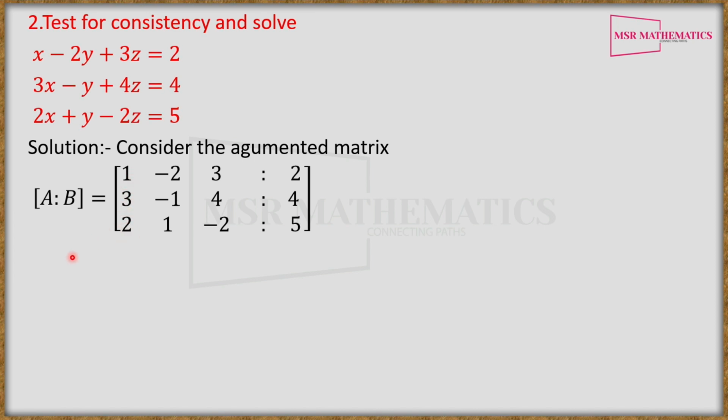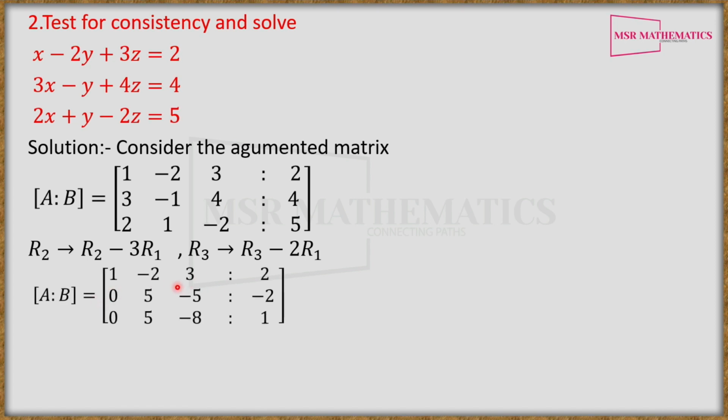So to obtain the value as 0, we use an echelon form, that is elementary row operations: R2 implies R2 minus 3R1, R3 implies R3 minus 2R1, because here we have 3 minus 3 into 1, that is 3 minus 3 is 0, and here 2 minus 2 into 1 is 0. So we obtain a new matrix: the first row is the same, that is 1, minus 2, 3, and 2. Second row, here R2 is 3, and 3 minus 3 into 1 is 0.